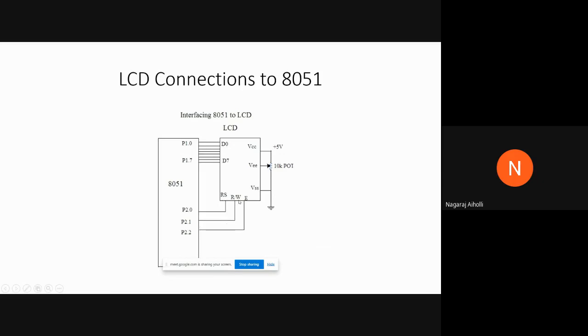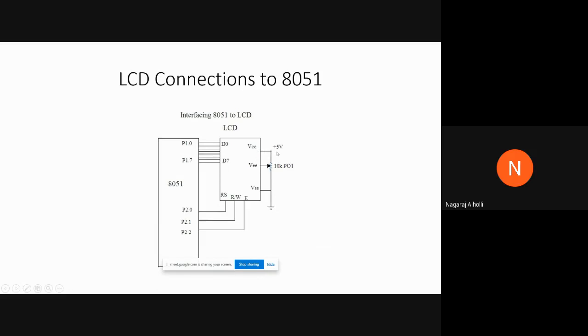P2.1 is connected to the read/write pin. If it is 0, write operation is enabled. If read/write is 1, then read operation is enabled. Then P2.2 is connected to the enable pin to enable the LCD.